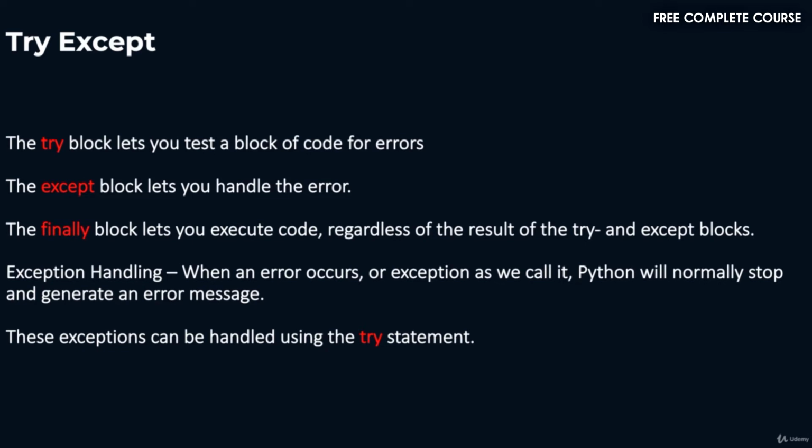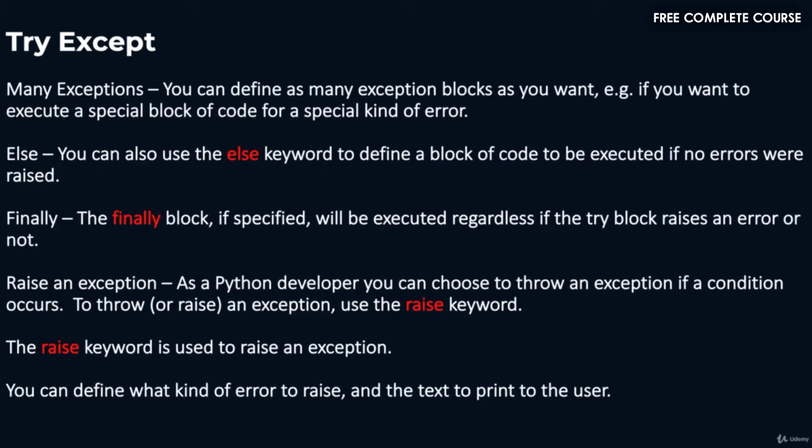Exception handling: when an error occurs, or an exception, as we call it, Python will normally stop and generate an error message. These exceptions can be handled using the try statement. Okay? So, try except. Many exceptions: you can define as many exception blocks as you want. For example, if you want to execute a special block of code for a special kind of error.